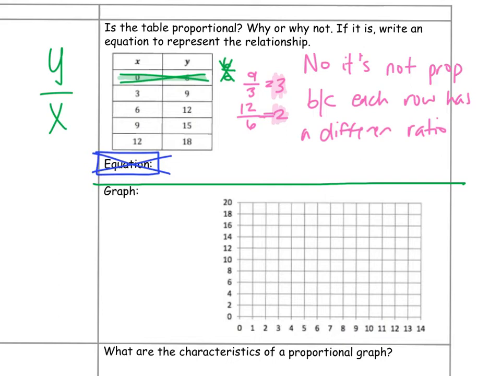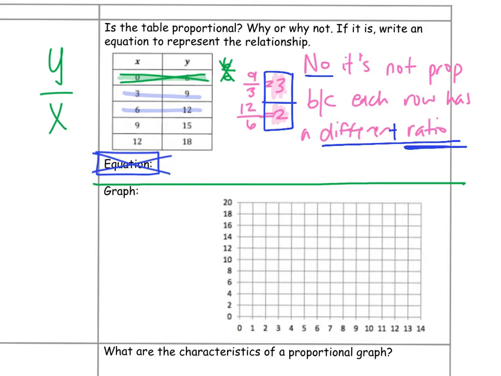So looking at this table, when I divided my first row of 9 and 3, I got 3. Then my second row is 12 divided by 6, which is 2. Right there, because these numbers were different, I already know that no, it's not proportional. And it's because each row had a different ratio. So here my vocabulary that I used was that word ratio, which works.